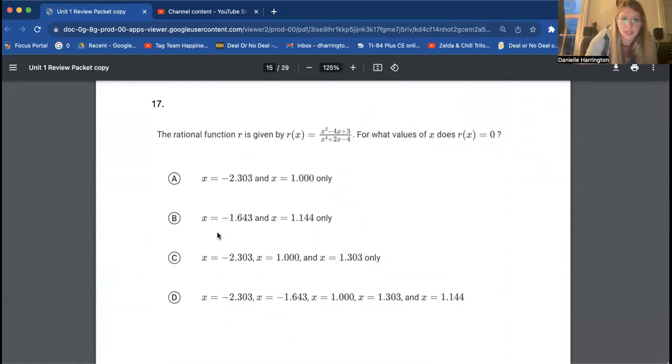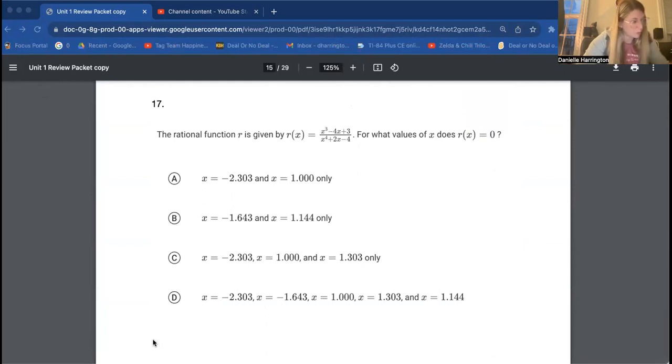Rational function is given by this. For what values does r of x equal 0? Guys, it's just a calculator thing at this point. I'm not going to do all the math, because that's a cubic function up top. I don't know how to factor a cubic function, but I do know that I have a device that will help me do that.